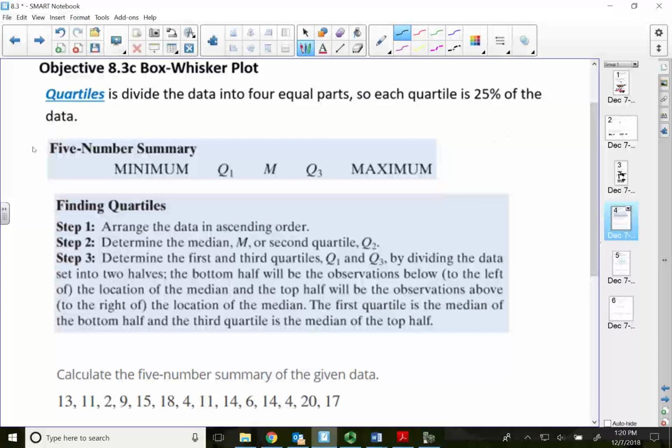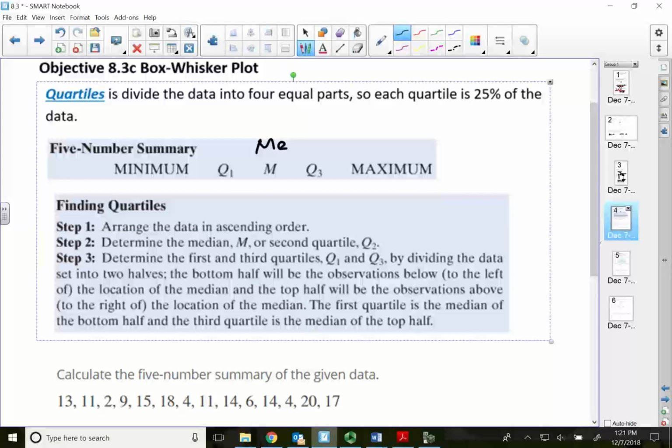This is called the 5-number summary. Q1 is referring to the first quartile. M is your median. What the median does is divide your entire data into 2 halves. That's the 50th percentile.